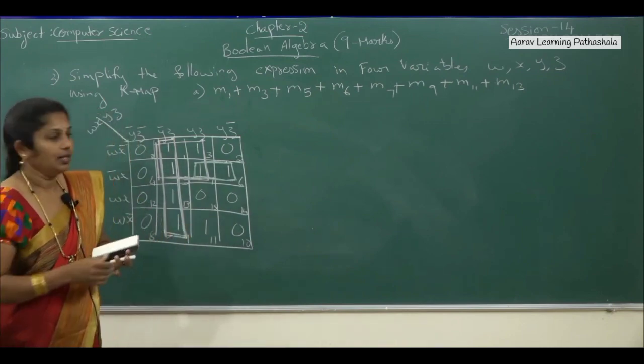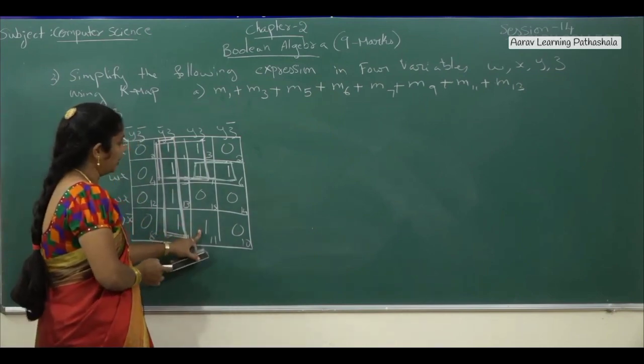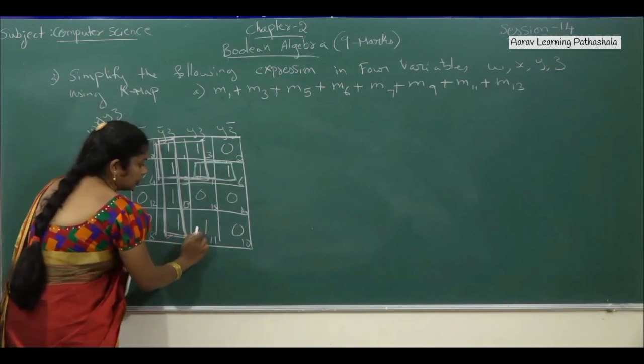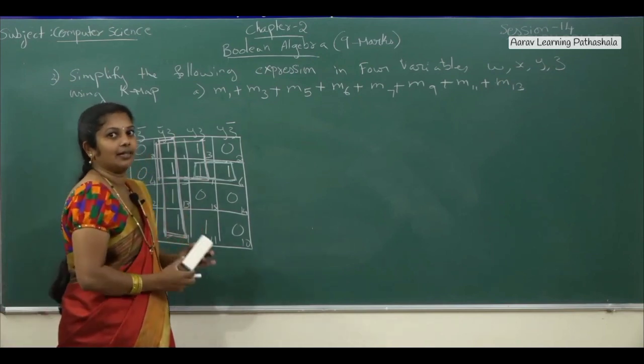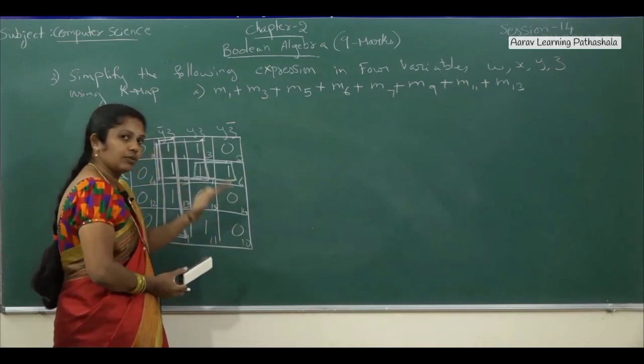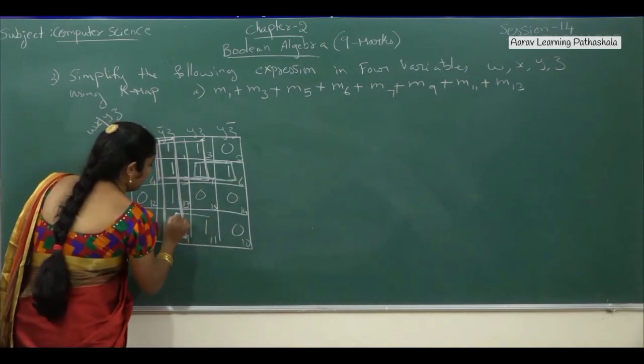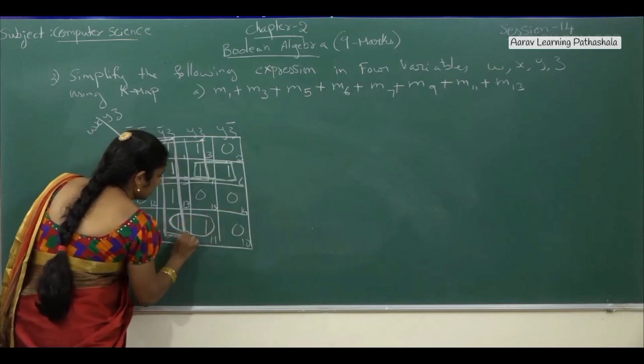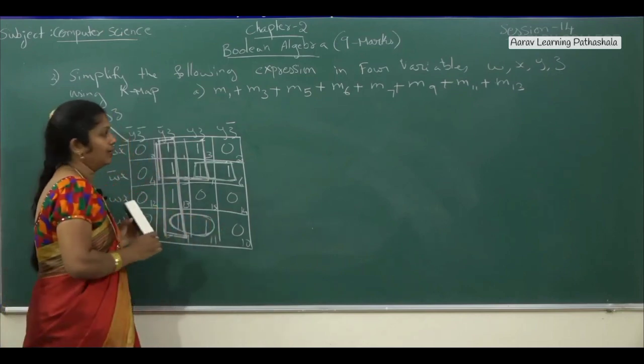Now, next, here also we have one. Then what can I do? I am not supposed to take a single, because if I take a single, then 4 literal values will come. I want to reduce as much as possible. That's why here I will take a pair. 2 adjacent ones I am going to circle here.